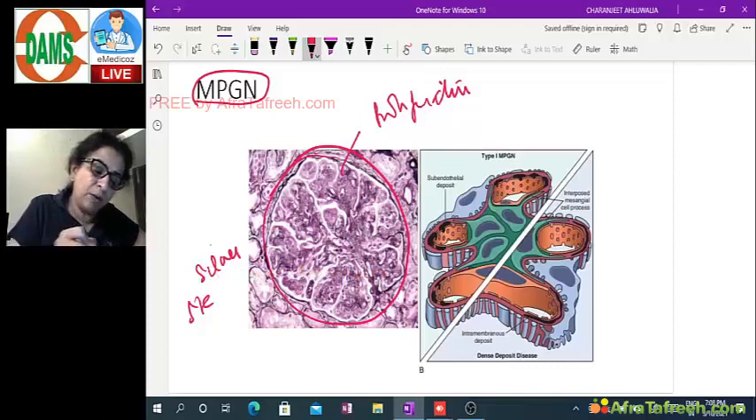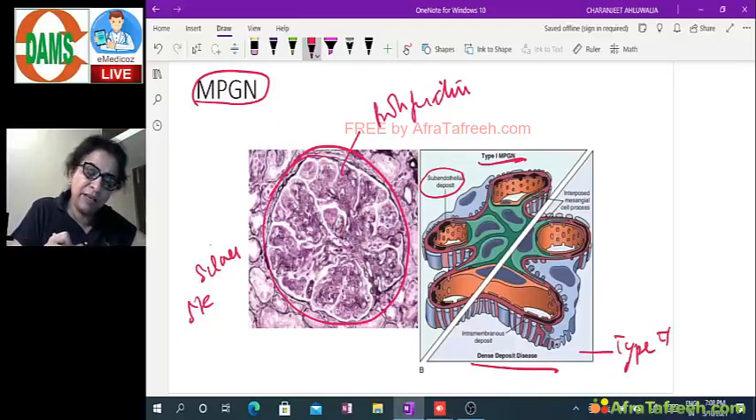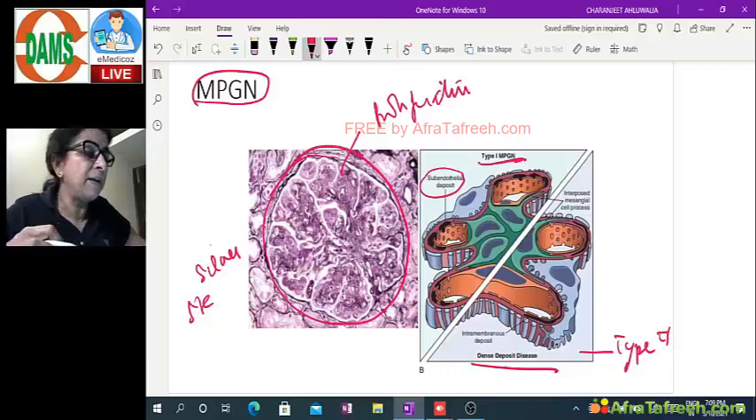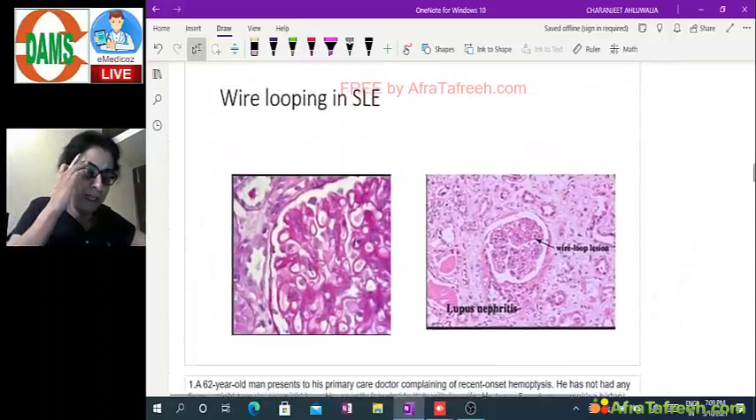Okay, now look at this picture. Type 1 MPGN. Here, these are subendothelial deposits. You can see the subendothelial deposits. And this is type 2 MPGN, that is dense deposit disease. Here you see black colored deposits, and they are inside the basement membrane. This is MPGN. Okay, now where did we study wire looping?